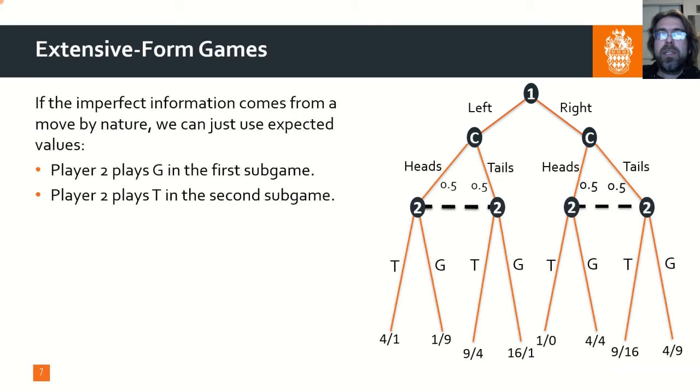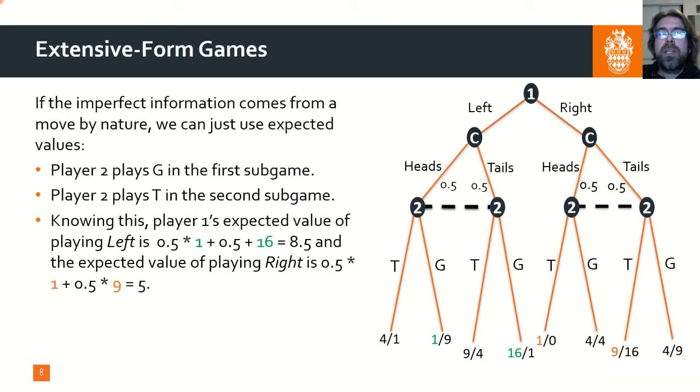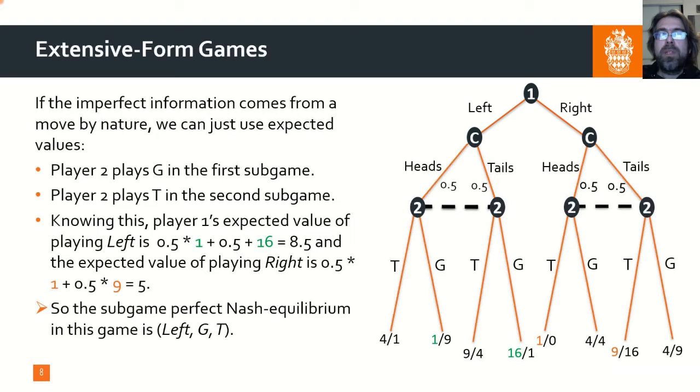This is what player 1 can anticipate. So player 1's expected value of playing left is 8.5, and the expected value of playing right is 5. So the subgame perfect Nash equilibrium in this game is left, G, T.